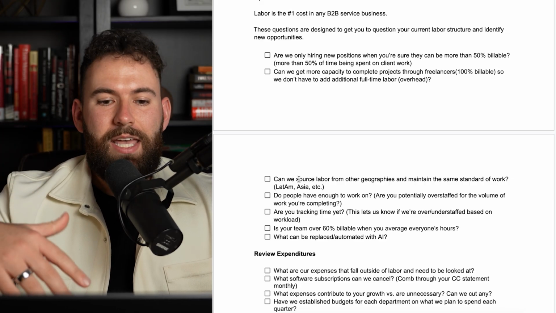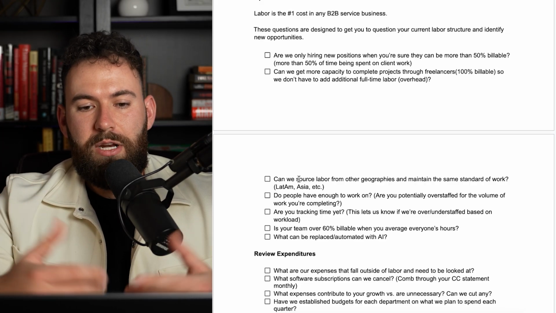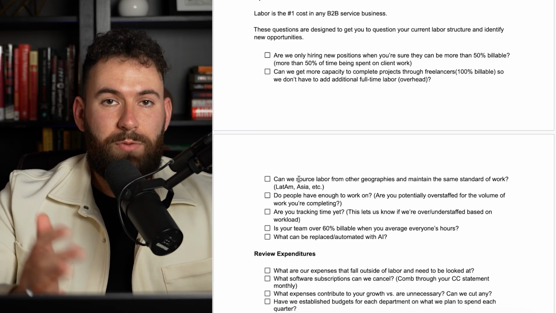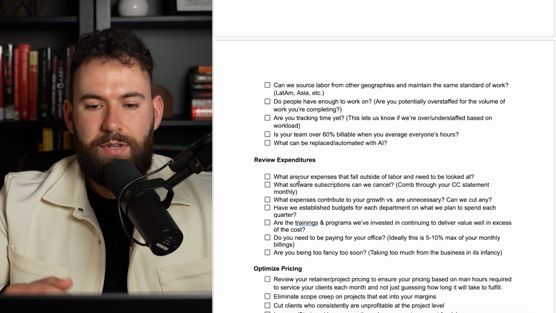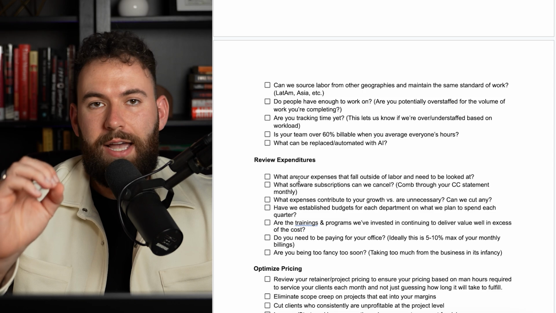The next thing is, can we get more capacity to complete our projects or engagements through using freelancers, which are 100% billable because I'm only paying them when they're completing work for me for a client. That way we don't have to add any additional full-time labor or any overhead. Also, can we source our labor from other geographies like LATAM, Asia, that provide a similar standard of work? Look, it's no secret offshoring labor is one of the easiest cost savings in any company for more of the low leverage tasks versus the high capacity knowledge working tasks.